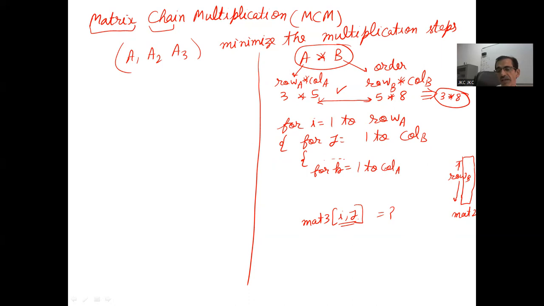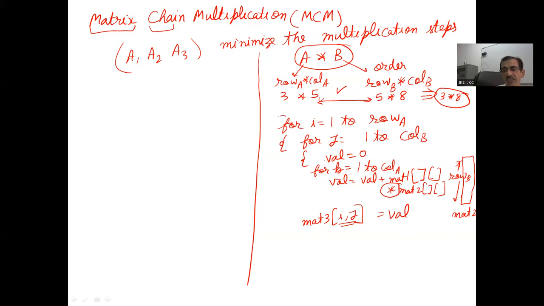So 1 to column A, and then you do some calculations: a variable val equal to 0, then val equal to val plus mat1 of something into mat2 of something, whatever parameters you require. And ultimately you say mat3 ij becomes equal to val. So effectively, these many multiplications take place every time, where elements are multiplied.